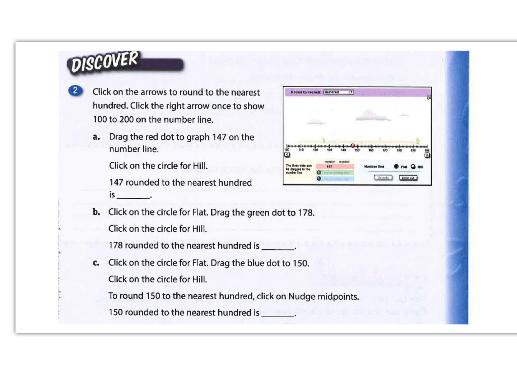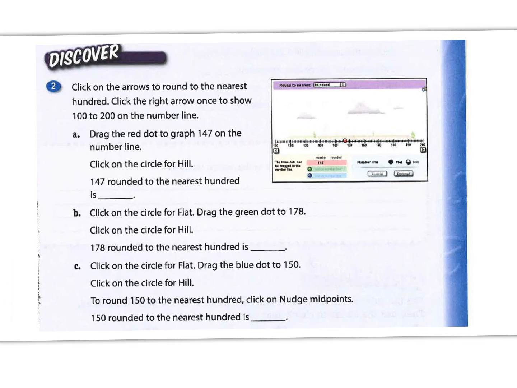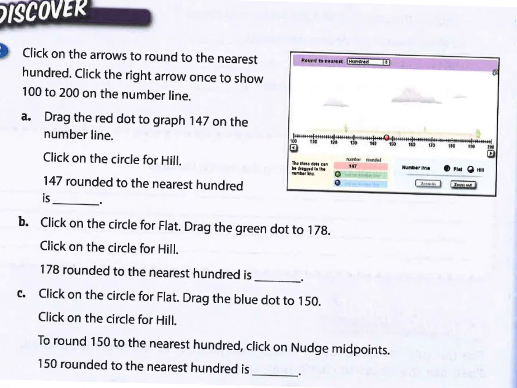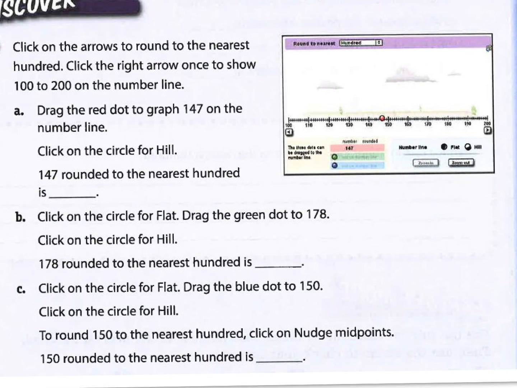All right, when you are on your Gizmos, your page is going to look like this. It says click on the arrows to round to the nearest 100. Click on the right arrow once to show 100 to 200. So when you have this little arrow right here, it's a little hard to see. I'll zoom in so you can see it more. But you can see that now the number line, once you click on it once to the right, is between 100 and 200. Then it says drag the red dot to graph 147 on the number line. So then you have the red dot, you drag it to 147, which is right there.